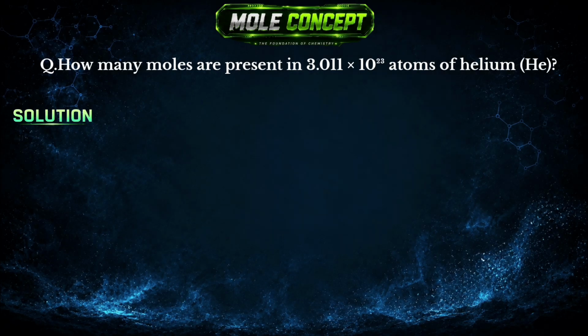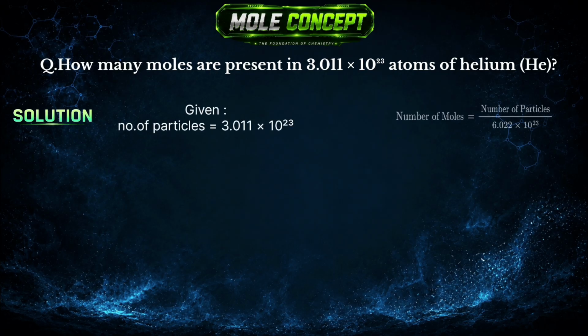Question 2. How many moles are present in 3.011 times 10 to the 23rd power atoms of helium? Again, we need to find the number of moles. Since the number of particles is given, we use the same formula. Number of moles equals number of particles, divided by Avogadro's constant.